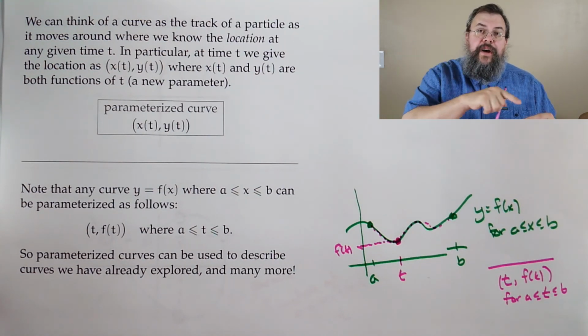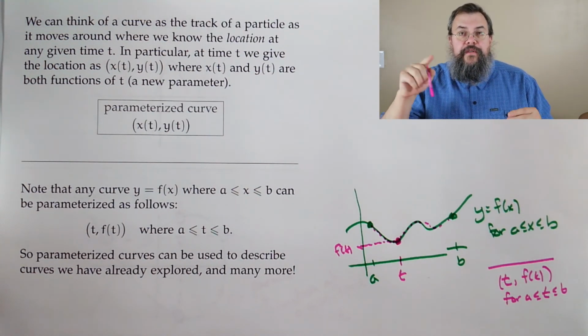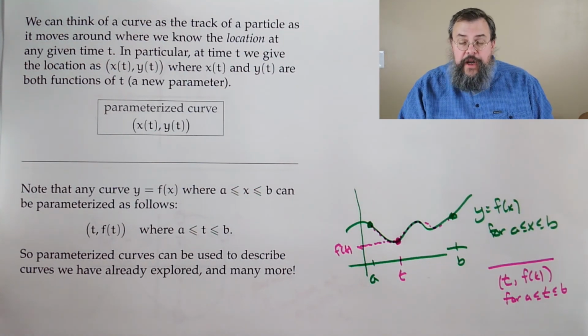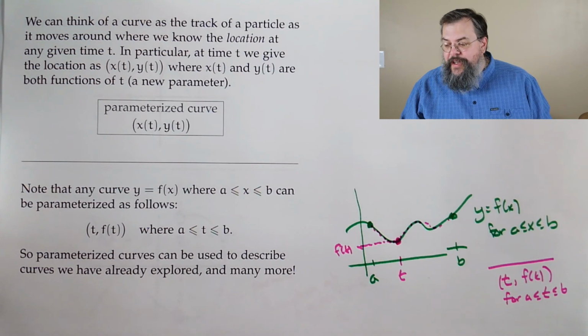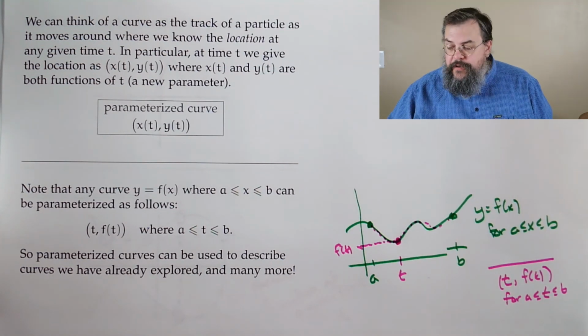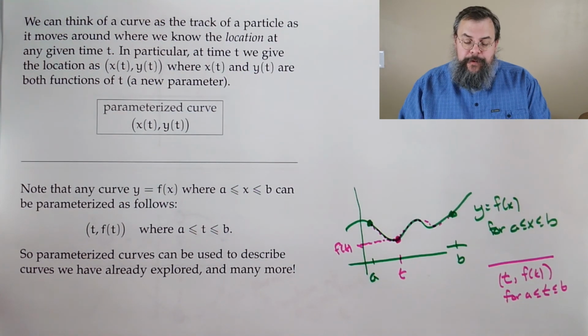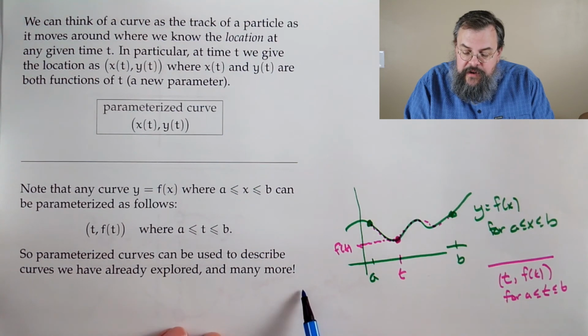Curves that wind back and forth and do little loopy-loopies. We can do that, and life is good. There's a couple of famous parameterizations that you might be familiar with, and there's one that hopefully you recall from way back in trigonometry days, and that is for the unit circle.